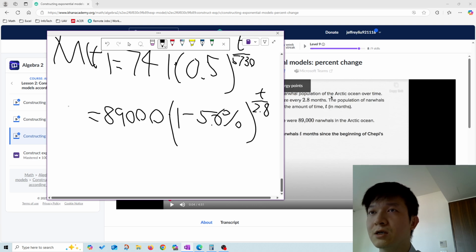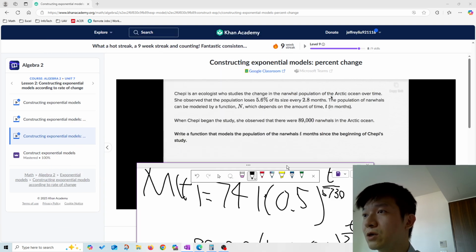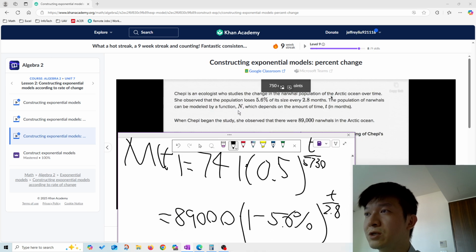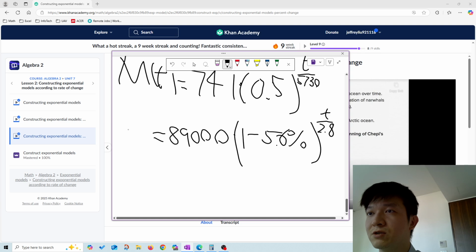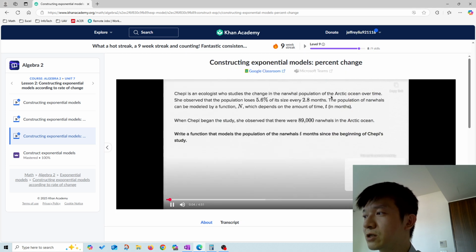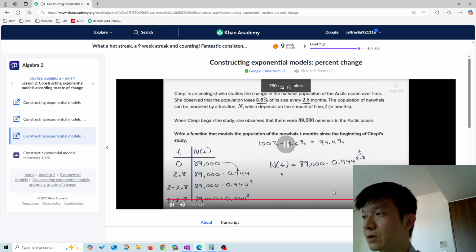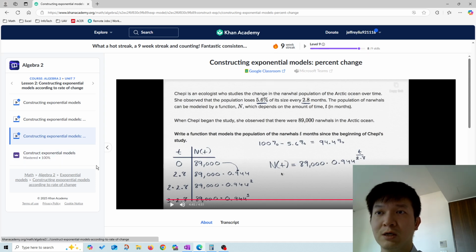All right, so what's our initial here? It's gonna be function n. Okay, n of t on our left hand side of the function. Okay, so we completed it. Let's see if it's correct. But there you have it. We're done. Okay, so that's our 1 minus 5.6%, right? And we have our t divided by 2.8, so we got it right.